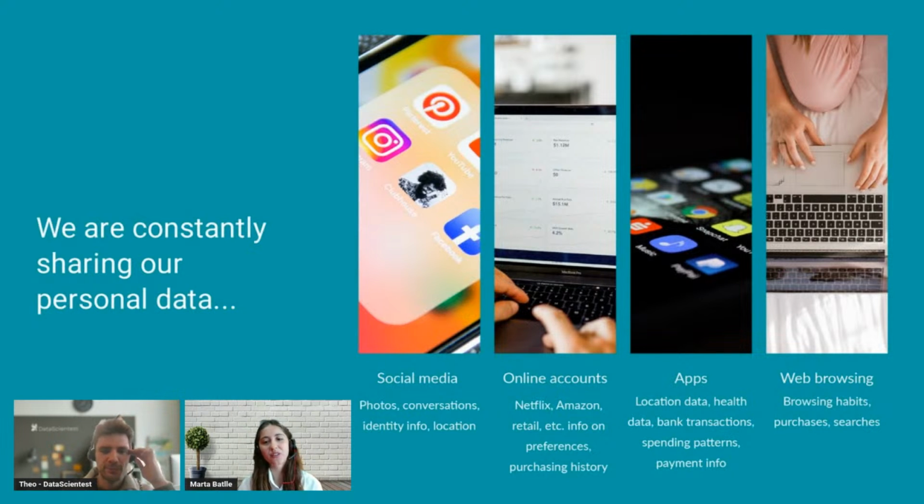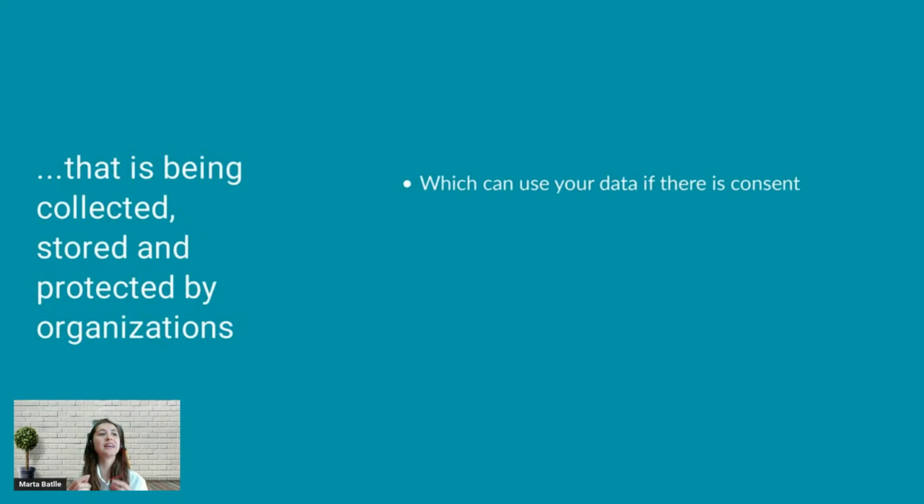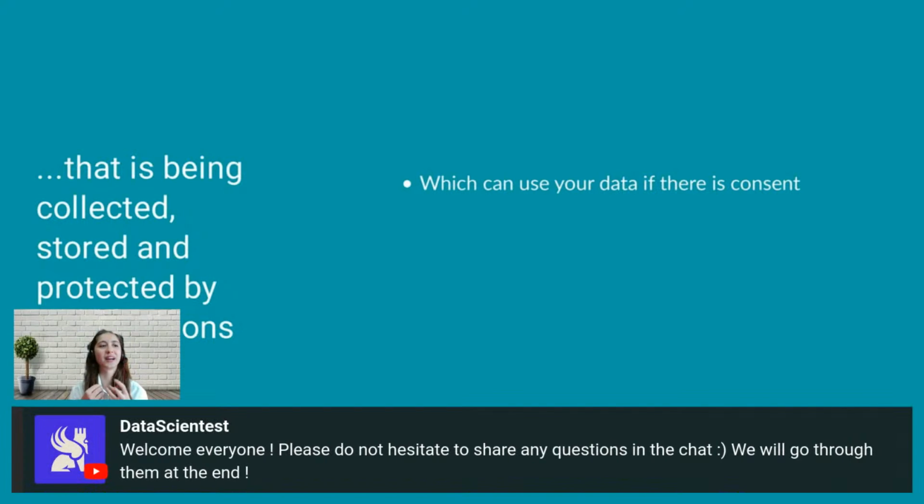Also, many of our apps save location data. They track our steps. They track some health data information. The bank apps store the bank transactions. They store spending patterns, and so on. And web browsing: there are cookies, and they follow the websites that we are checking, and they follow the purchases that we make or our interests. So yes, we are constantly, all the time, sharing personal data that can identify us, right? It identifies our preferences and basically our identities.